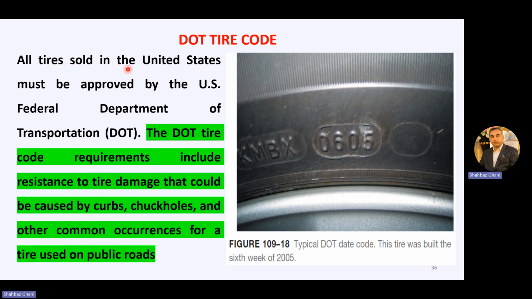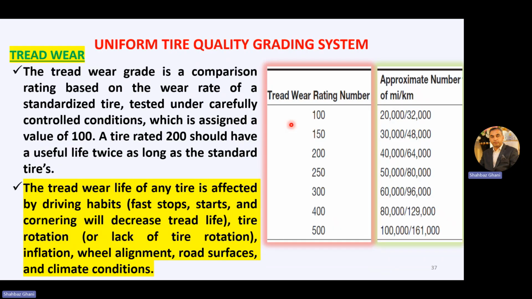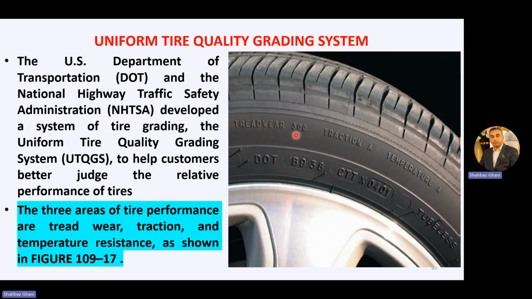All tires sold in the United States must be approved by the US Federal Department of Transportation. The tire code requirements include resistance to tire damage that could be caused by curbs, chuck holes, and other common occurrences for a tire used on a public road. Let's suppose it is written as 0605, which means this tire was built in the 6th week of 2005. Tread wear: as we have seen, the tread wear here is 300.